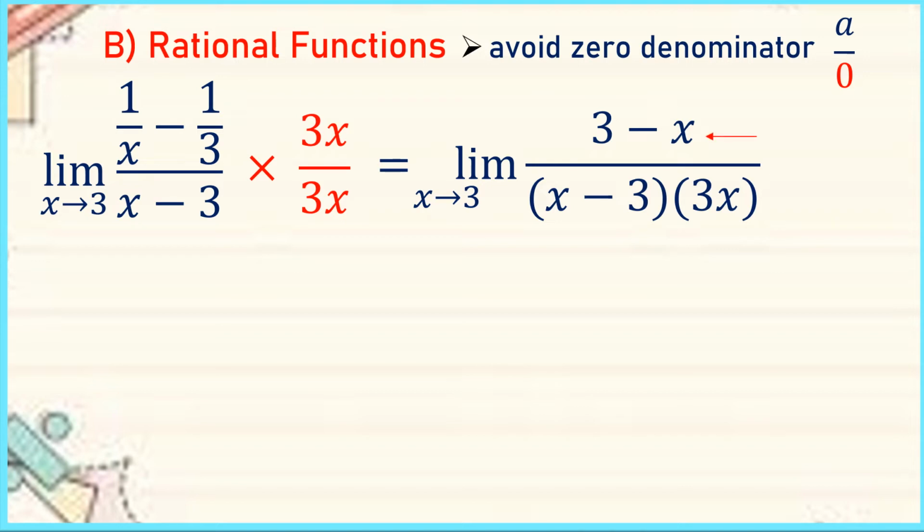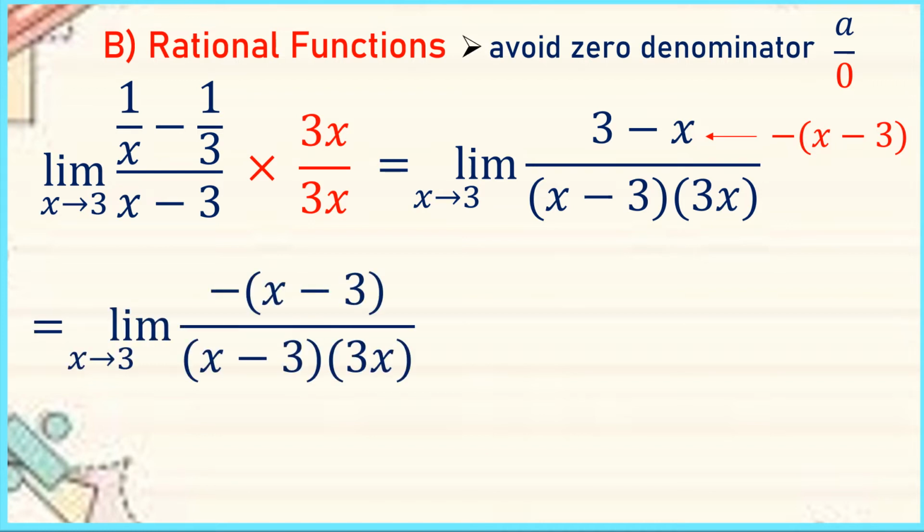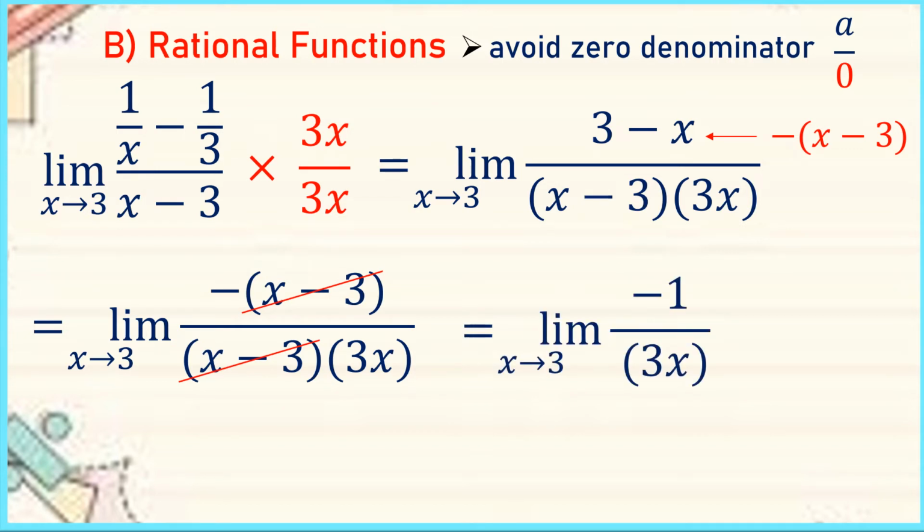Okay, moving on. We are going to rewrite this one as negative times x minus 3. So in the numerator, we will be writing negative times x minus 3. We will be getting limit of negative times x minus 3 over x minus 3 times 3x as x approaches 3. Then we are going to cancel x minus 3. What's left is limit of negative 1 over 3x as x approaches 3.